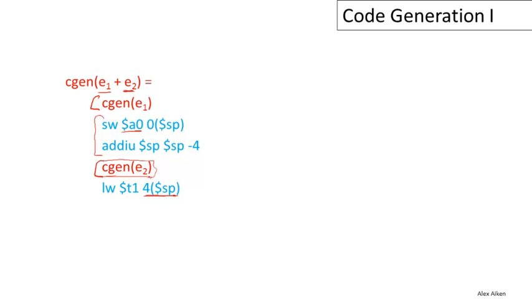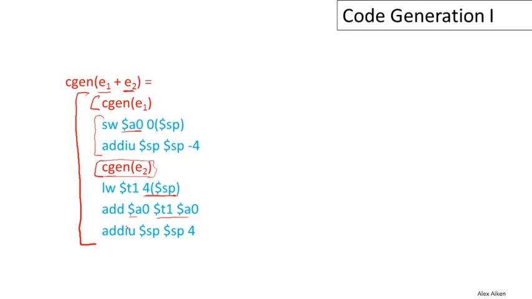Okay, so we load the value of E1 back into a temporary register. Now we can do the add. So we add T1 and A0 together and store that back in the accumulator. And now we have to pop the stack. Notice that this is all the code here for E1 plus E2. And when we're done, we've established our two invariants. The value of E1 plus E2 is in the accumulator. That was established by this instruction. And this pop here restores the state of the stack. So now the state of the stack is exactly what it was when we entered this block of code up here.